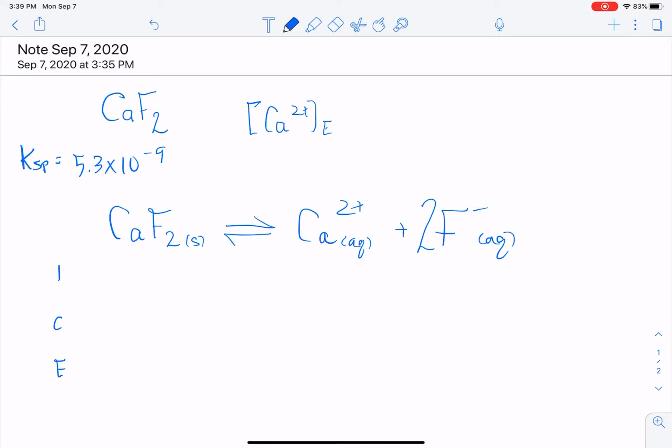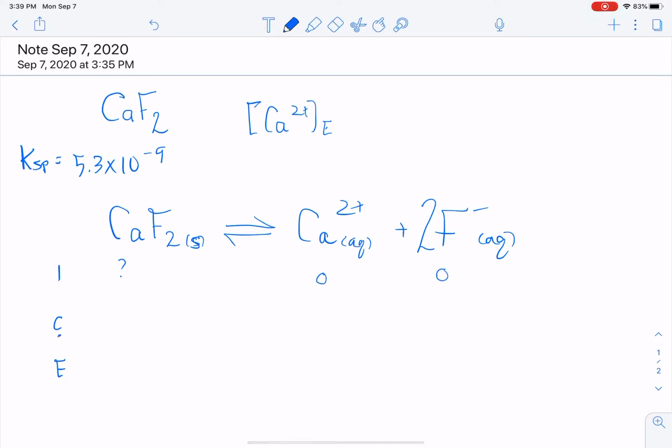and fill in what we can. So we haven't been given an initial concentration for our calcium fluoride. I'm just going to put a little question mark there. It turns out we're not going to need it, but we'll just put a question mark. And of course, when we start, all we have is solid calcium fluoride, so these are 0.